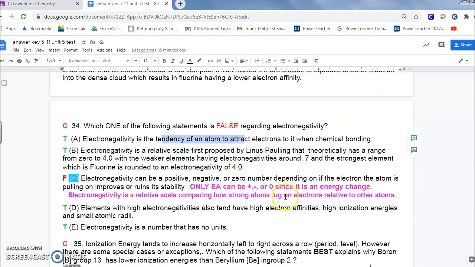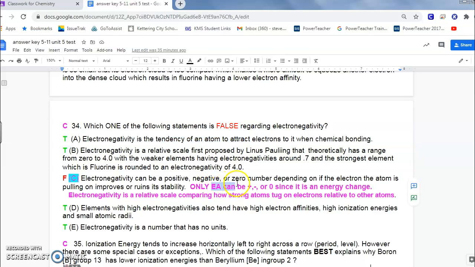Is electronegativity positive, negative, or 0? No. It's a relative scale. It's comparing. There is no negative electronegativity. You can't have a negative pull. A negative pull would be a push. So electronegativity is only 0 to 4, really 0.7 to 4.